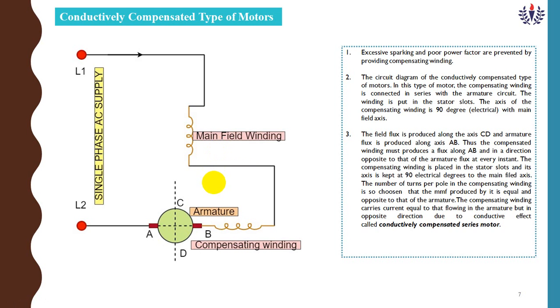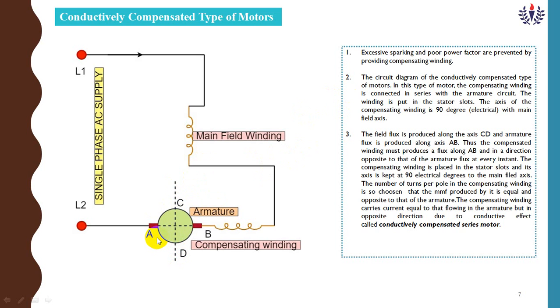The angle between the axis of the compensating winding and the field winding should be 90 degree. You see, this is my 90 degree. The field flux is produced along the axis C and D, because in the armature there are 4 terminals which we have connected. This red color box you are seeing is the brushes. The field flux is produced along the axis C and D.